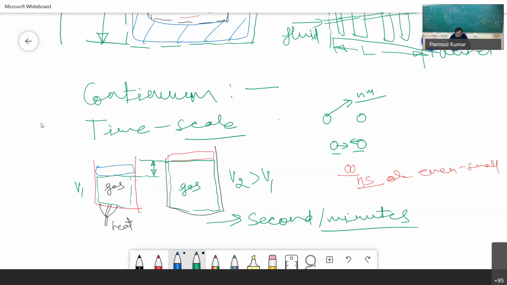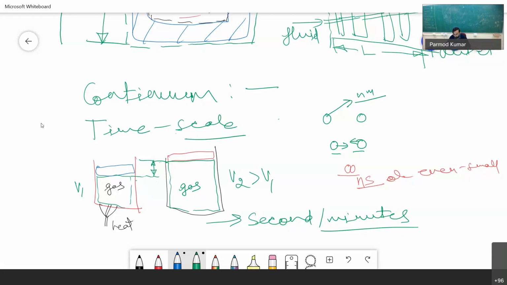So we can say that if in our engineering scale the phenomenon is happening at the seconds or minutes level, by that time in the molecular scale we will be having a large number of molecular interactions, which will be giving us some time averaged bulk properties. Is this point clear? So should I go to the next question then?